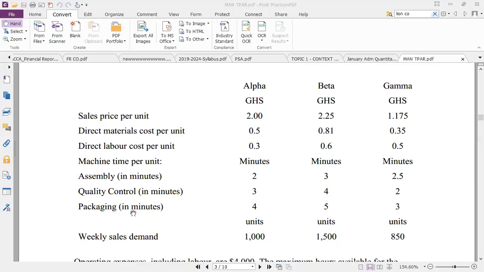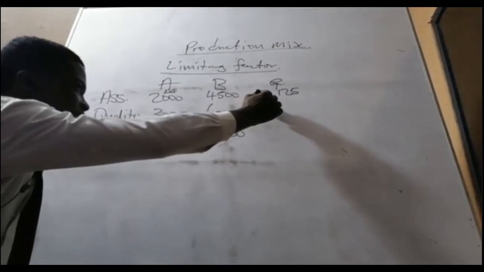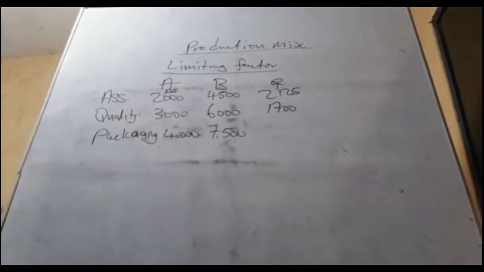Quality control is 2 minutes, and now we are producing 850. Okay, so that means we need what? 850 by 2, and that will give us 1,007. I think it's 1,007, not 1,005. 1,007.